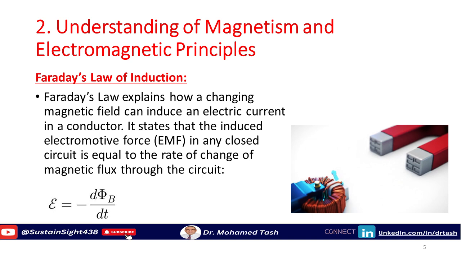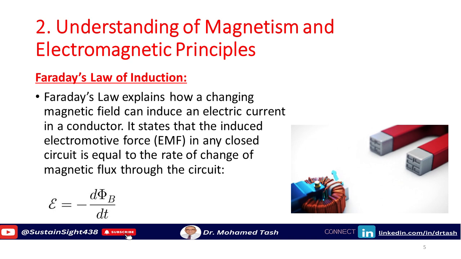E represents the induced EMF, the voltage created. Delta phi over delta t represents the rate at which the magnetic flux is changing over time, t. The negative sign indicates the direction of the induced current, a concept related to Lenz's law, which opposes the change in magnetic flux.